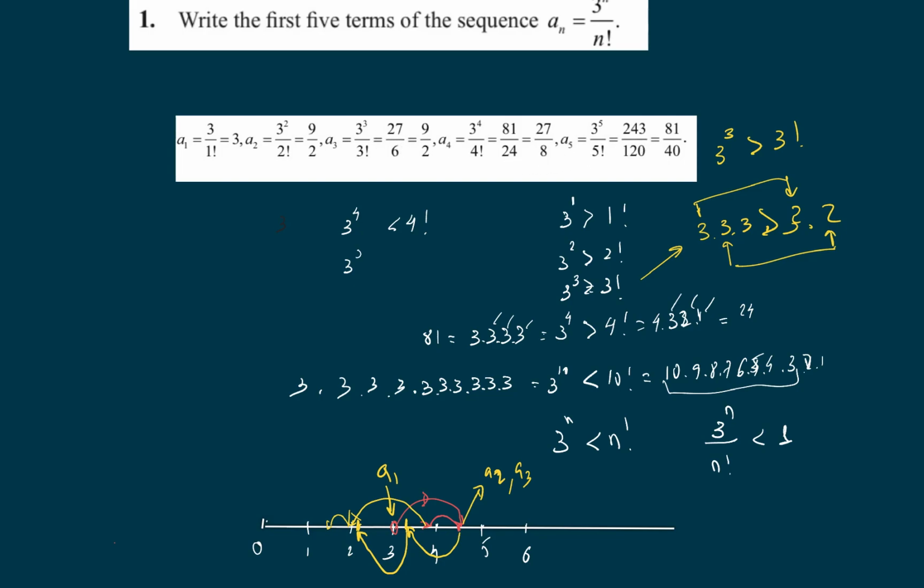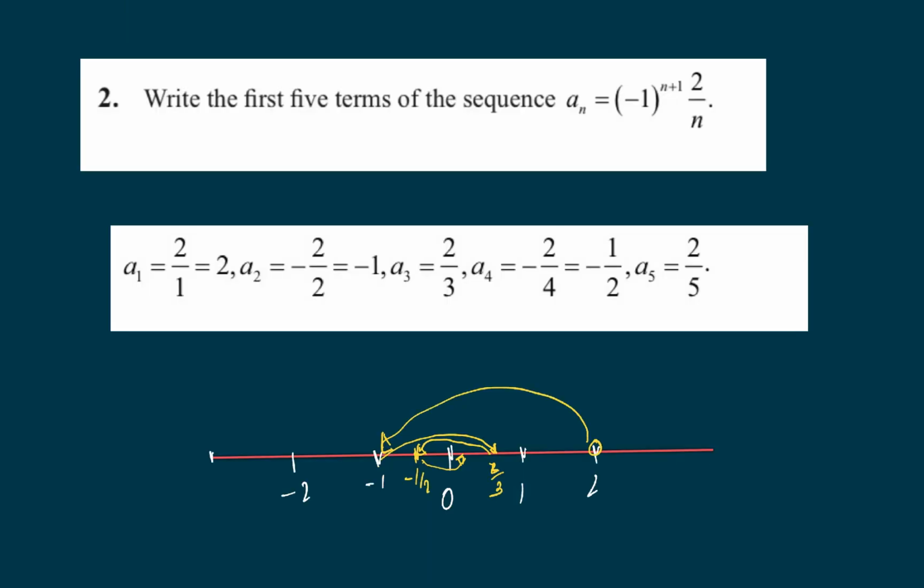Let's go to the next problem. Next problem says, write the first 5 terms of this sequence. This sequence changes sign when n changes. For example, for n equal 1, it will be 1 plus 1, 2, minus 1 squared will be positive. Because n is 1, here will appear a 1, so a sub 1 will be 2. A sub 1 is 2.